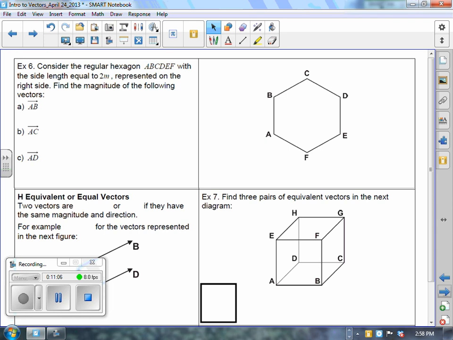We have a regular hexagon, A, B, C, D, E, F, with side lengths that are equal to 2 centimeters. So of course, regular meaning all side lengths are equal. I'd like the magnitude of the following vectors. So we're looking for AB. We are also looking for AC.